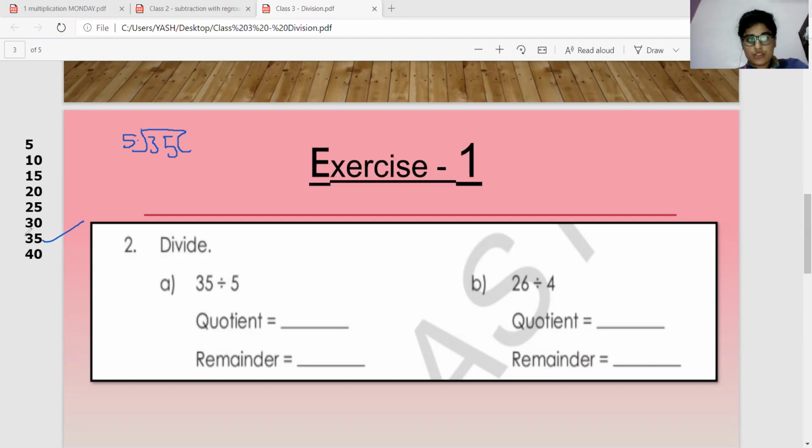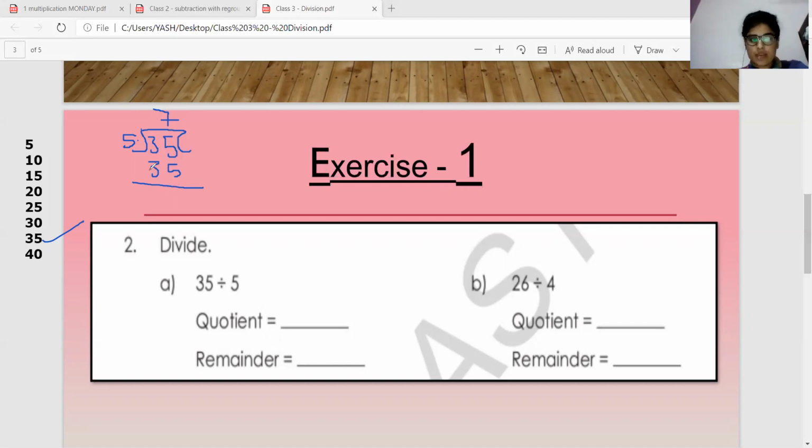So at which number did I get 35 in the table of 5? I got 35 at 7. So write here 7 like this and 35 here. So 5 multiplied by 7 is equal to what? Is equal to 35. This is why I have written here 5 and 7, and the answer is here.